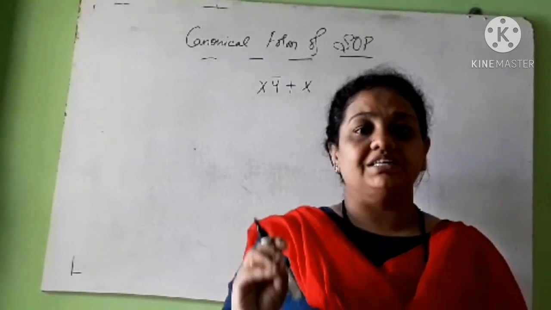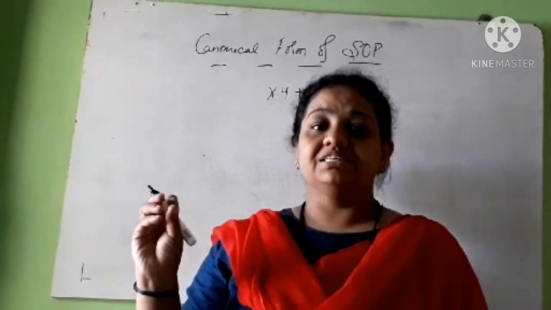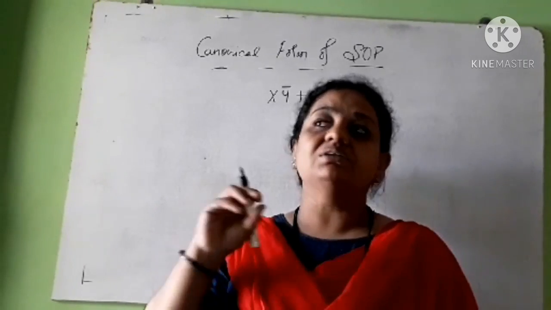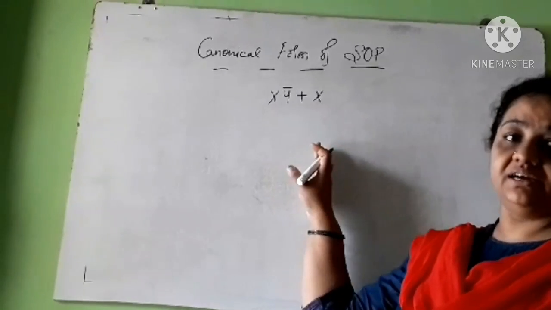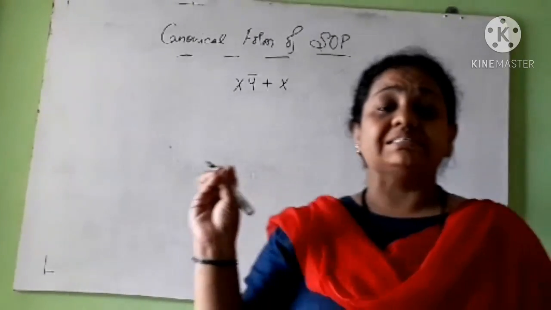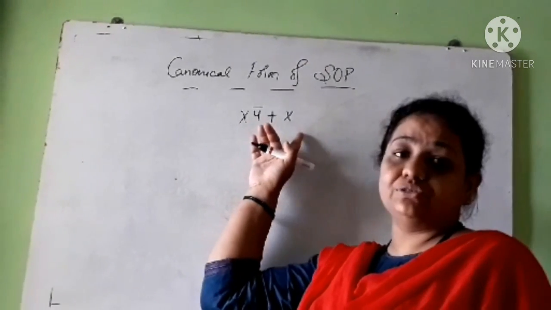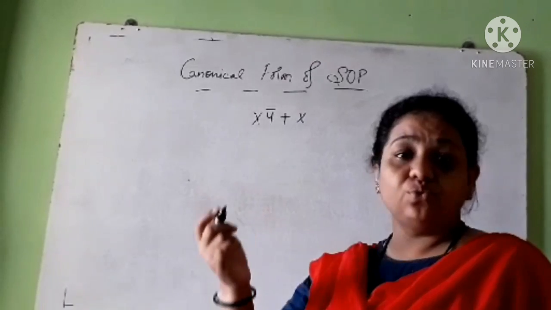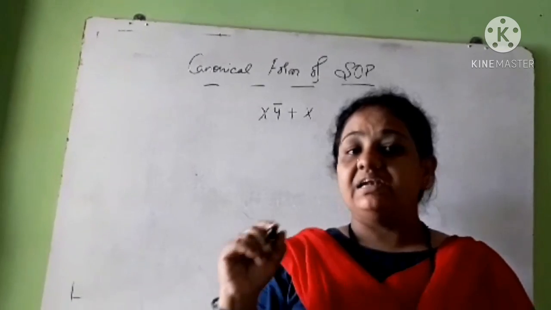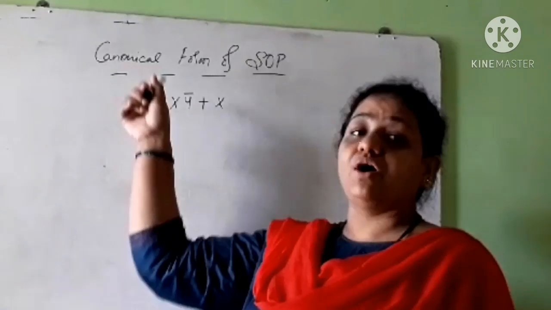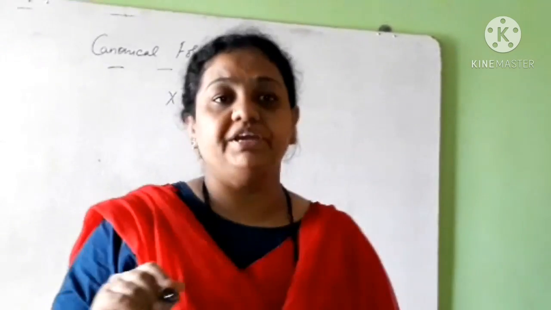Purely SOP terms means all the terms, that is all the minterms, should represent all the variables, whereas in x y bar plus x, it cannot be said that it is in the canonical form, because in the second expression, as you see, there is x, there is no y. Therefore, it is not in the canonical form. Let us find the canonical form. How can we convert this expression to the canonical form of SOP?